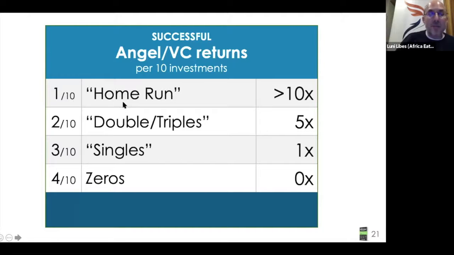Everything's in baseball terms for some reason. I'll translate that. So 1 out of 10 times, you got a 10x or better. 2 out of 10 times, you did okay. And literally, that's how they'll speak.